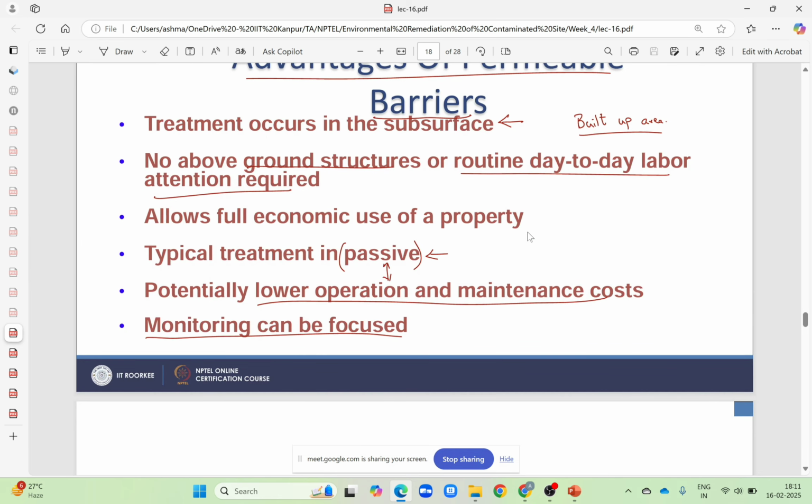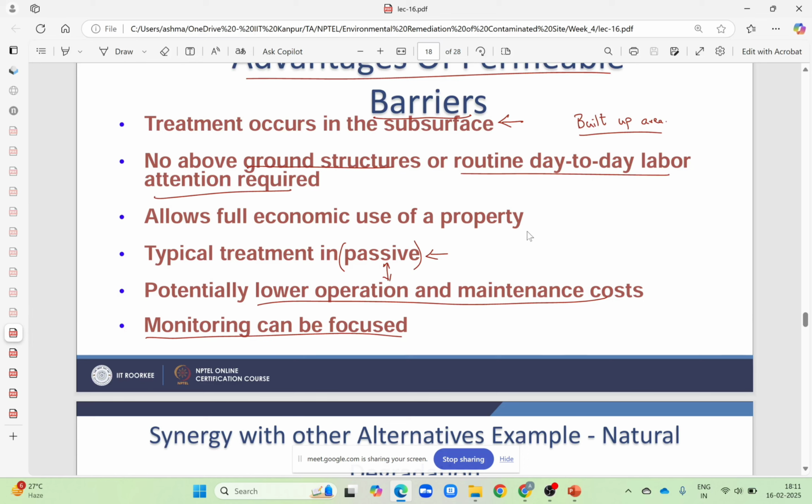So now let's discuss the treatment. Here the treatment affects the surface and subsurface. There is no built-up area on the ground surface, which is one of the very good advantages. There is no requirement of any ground structures, and very little or no requirement of labor for day-to-day monitoring or other activities. And it allows full economic use of a property.